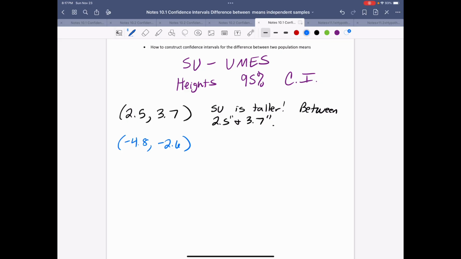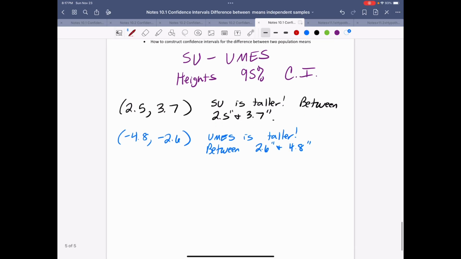So here's what happens here. UMES is taller between 2.6 and 4.8 inches. Now, I don't think I would get either of them because you know what I think about heights. What I think I would get for height is some kind of interval that went from a negative number to a positive number. Now, it probably wouldn't go that nicely. The numbers probably would not be that nice. But I think I'd have negative and I'd have a positive.